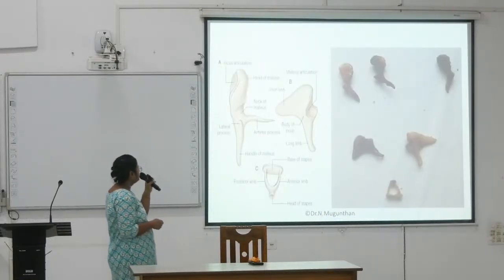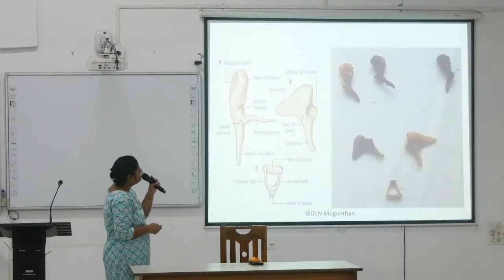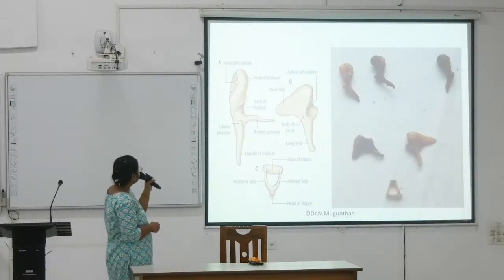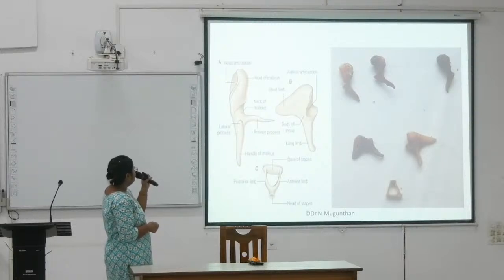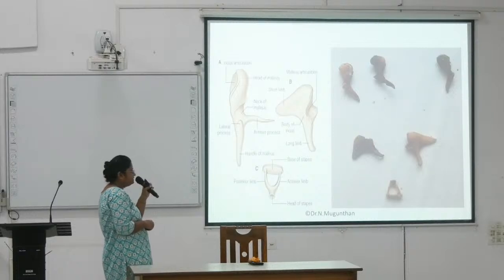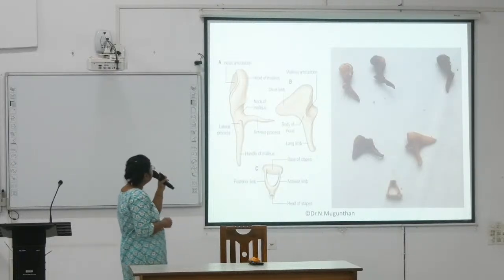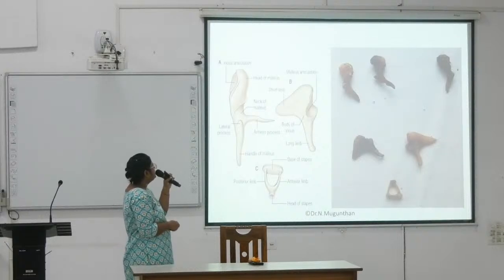Next, these are the three ear ossicles. These are removed from cadavers. Here is the malleus, incus, and the stapes. The malleus has two processes, an anterior process and a lateral process. One is the handle of the malleus. Here is the head and neck of the malleus. The handle of the malleus is attached to the tympanic membrane, and the head articulates with the incus.